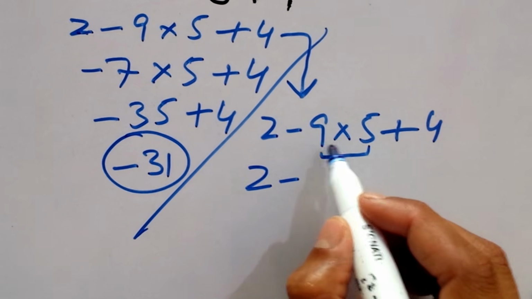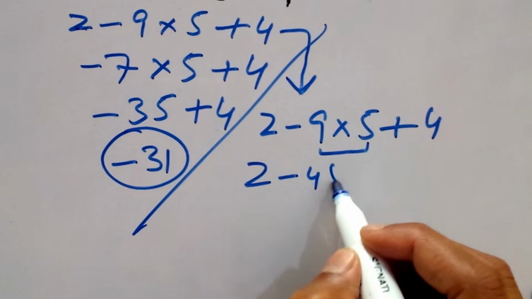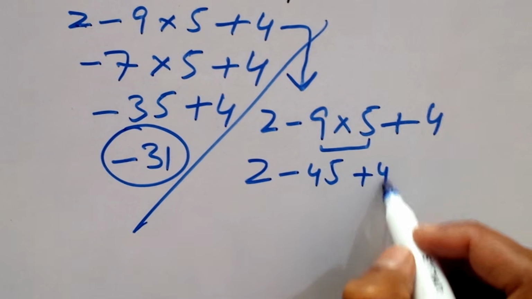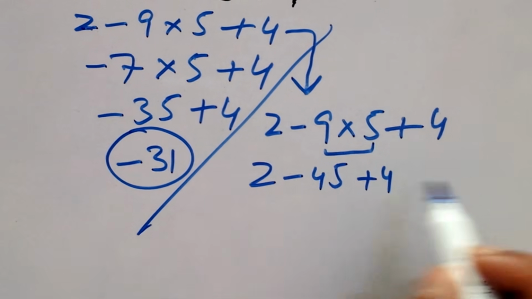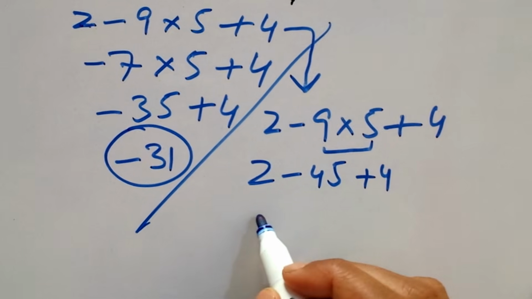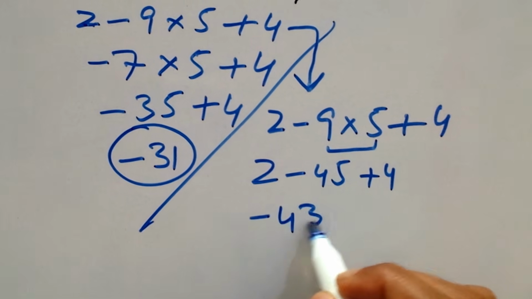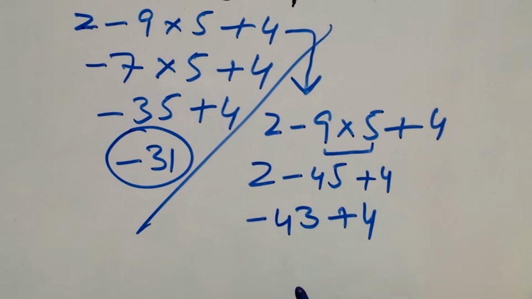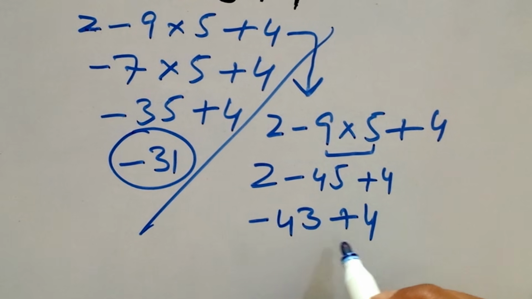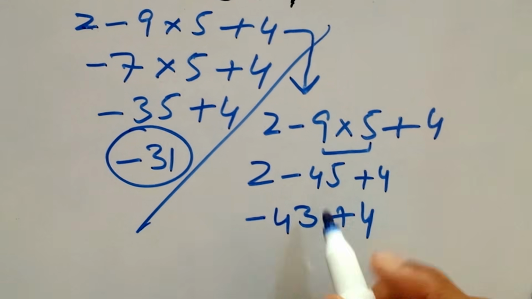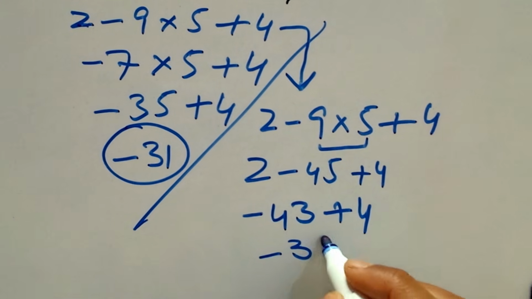So 2 minus 9 times 5 equals 45 plus 4. Now subtraction and addition left to right. So 2 minus 45 equals minus 43 plus 4. And minus 43 plus 4, minus plus minus, so minus 39.